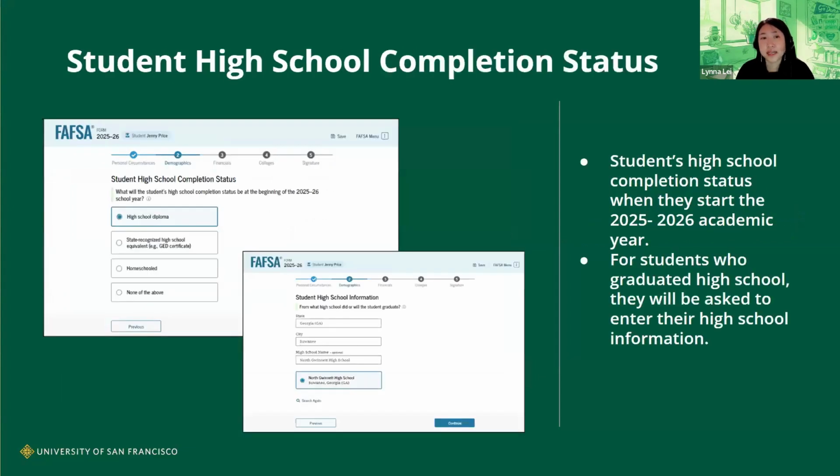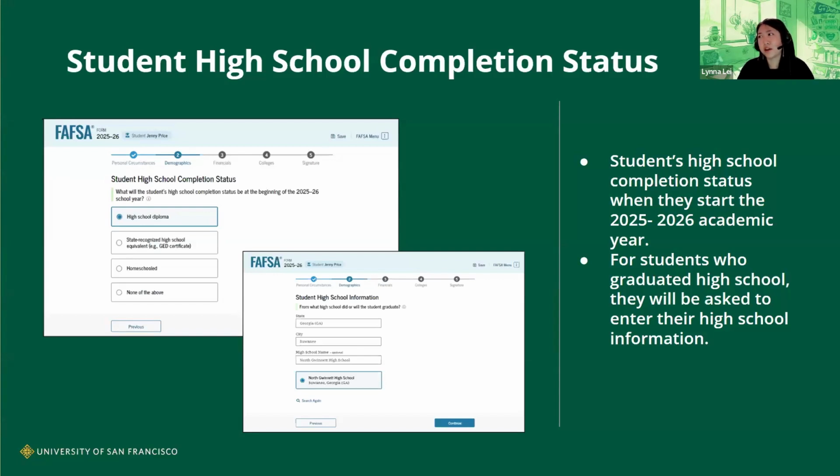Then the student will be asked about their high school completion status, and at the point that they start their 2025-2026 academic year. Please do fill this to answer this question appropriately. Students will need a high school diploma or equivalent in order to receive federal aid. So don't select none of the above if that is not the case.